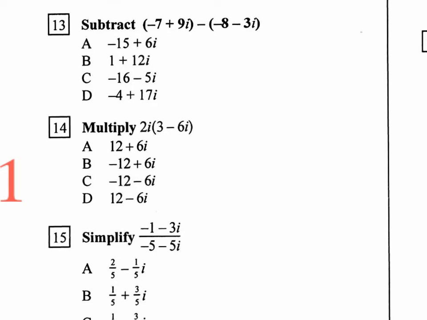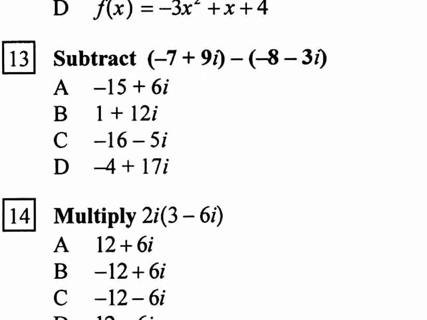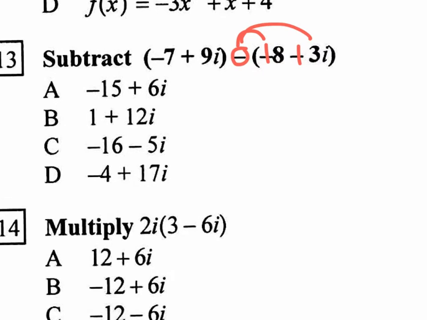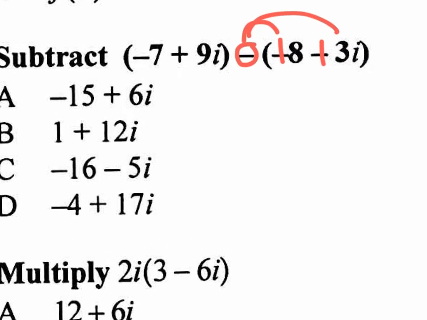Number 13, right here, they're asking us to subtract. It's simply combining like terms. The easiest way to do this is to take that minus sign and distribute it to each term, which means they change to a positive 8 and a positive 3i. After that, it's really just a question of combining like terms.